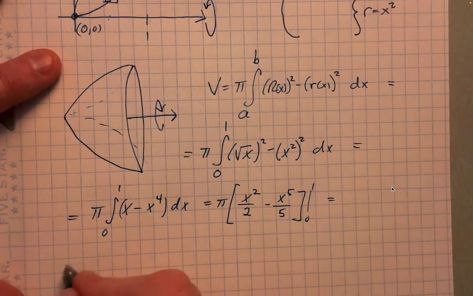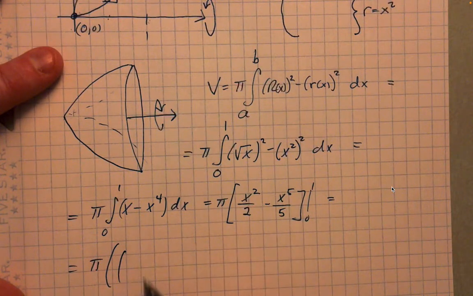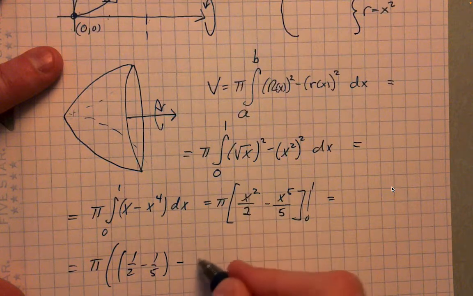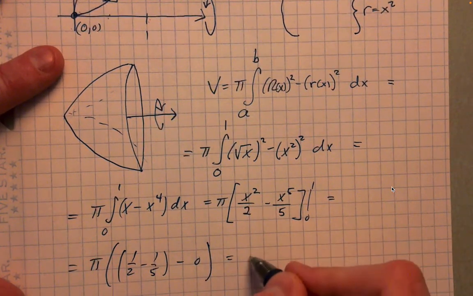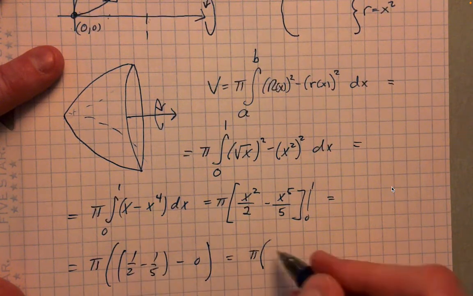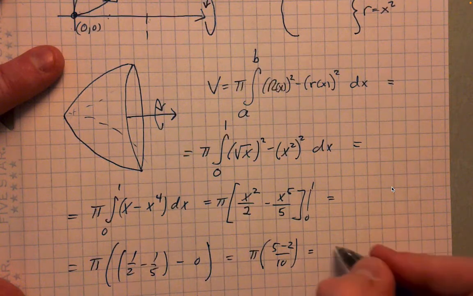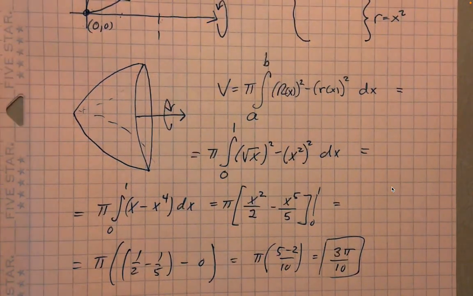And so we can plug those values in. And what do we get? 1/2 minus a 5th, and then it's 0 and 0. So this would be pi times 5 minus 2 over 10. So what, 3 pi over 10? There we go.